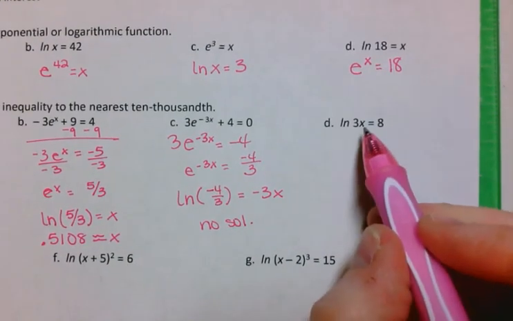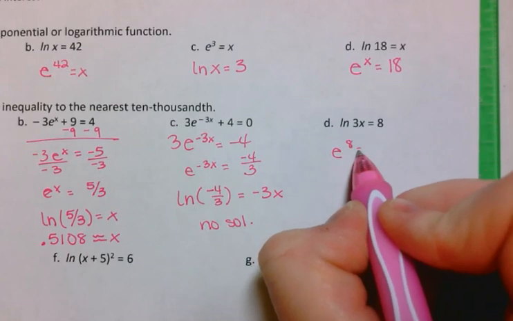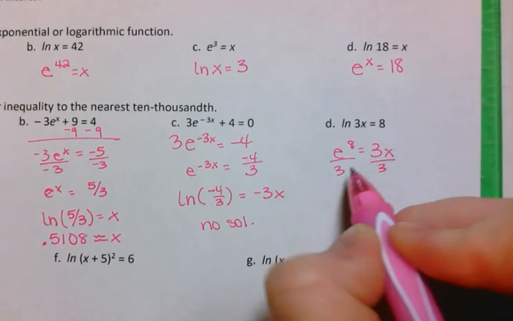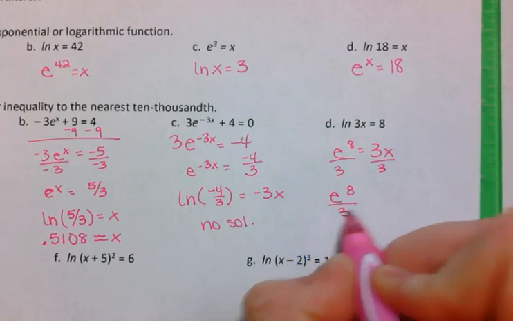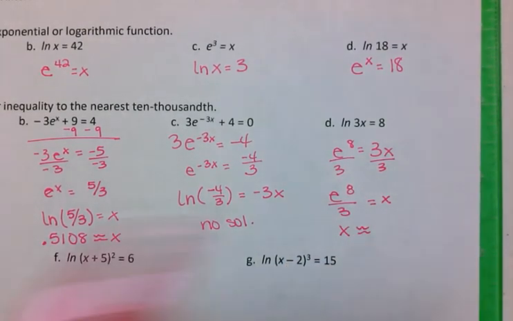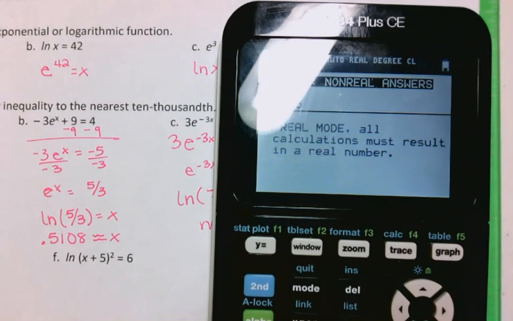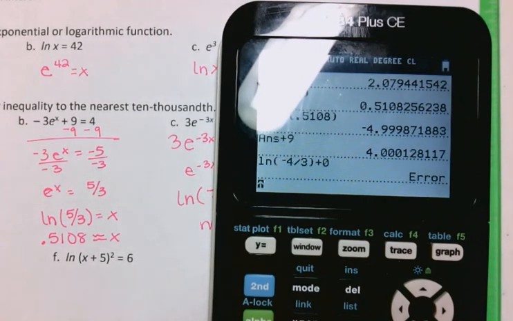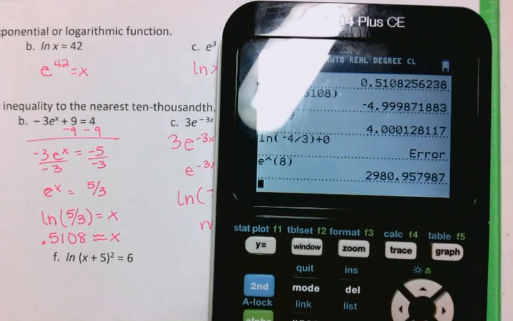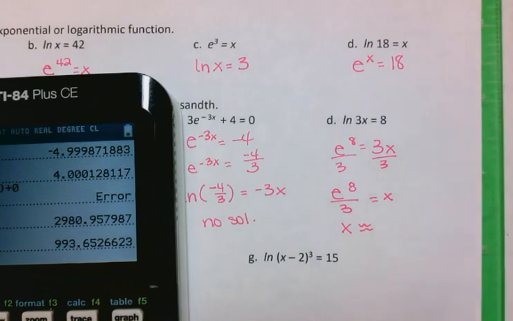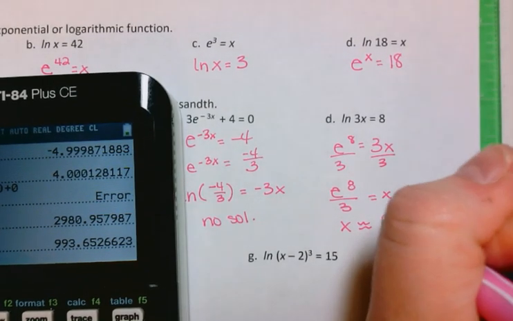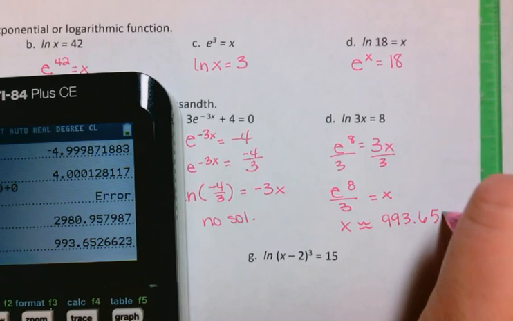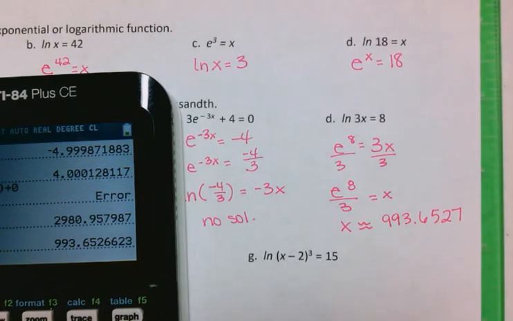So here, this is answer, this is exponent, so e to the 8 equals 3x divided by 3. e to the 8 divided by 3 is equal to x, which is approximately, second natural log, ln 8, enter, divide by 3. x is approximately 993.6527. So if I do natural log of 3 times 993.6527, it roughly comes out to be 8.